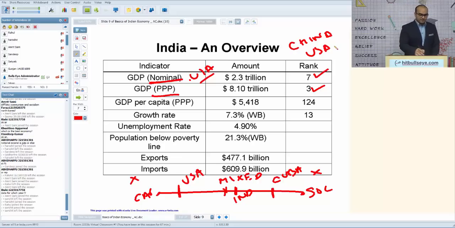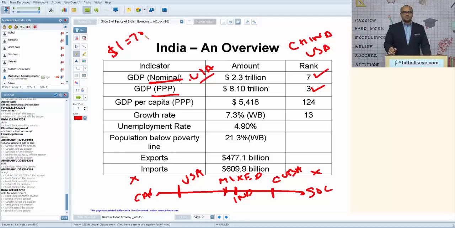So for example, currently $1 equals approximately 70 rupees. As an illustration, if you go to a McDonald's in India with 70 bucks, I'm sure you can buy a couple of things and have a decent meal or a snack out of it. However, if you go to a McDonald's in USA for $1, it is unlikely that you will be able to buy similar things as you did in India.